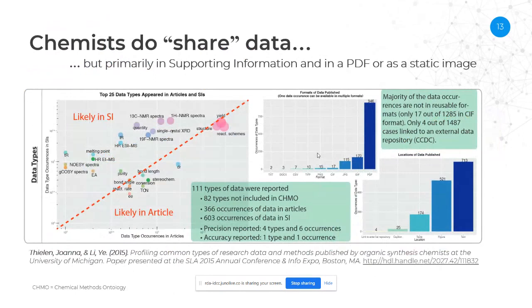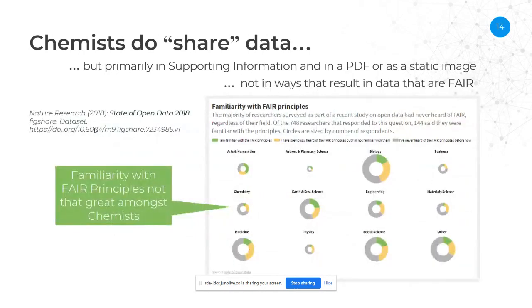This slide here shows a study done by Ye and Joanna Thielen at the University of Michigan. It shows different types of data and where they appear, either in articles or in supporting information. It also shows that most of that information is in a PDF or static images. So chemists do share data, but primarily in supporting information and in a PDF, and not in ways that result in data that are FAIR.